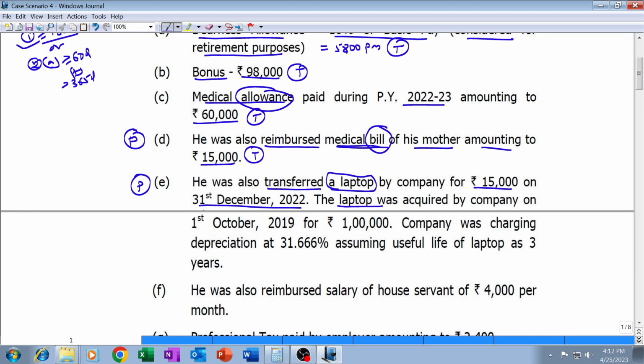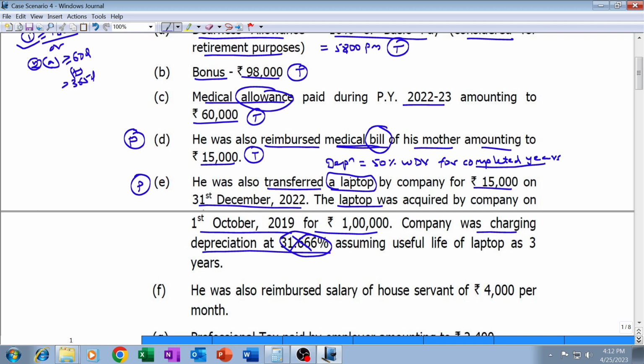The laptop was acquired by the company on 1st October 19, that is financial year 19-20, for rupees 1 lakh. Company was charging depreciation at the rate of 31.666%. This is irrelevant. We don't require this. For calculation of perquisite, the laptop depreciation rate will be 50% under WDV method, but only for completed years. How many years are totally completed? It does not say completed financial years, it says completed years.